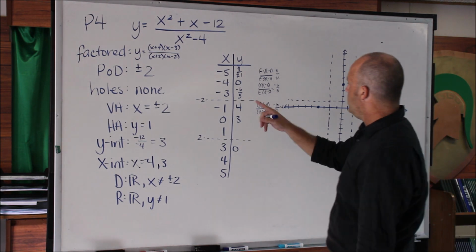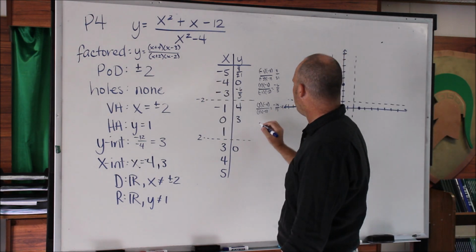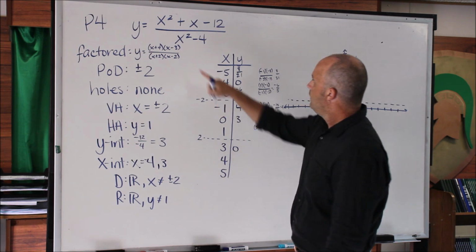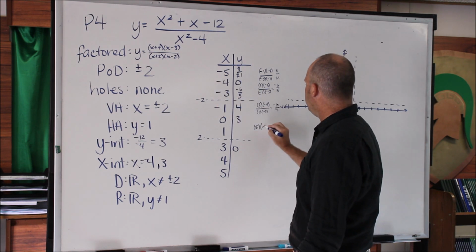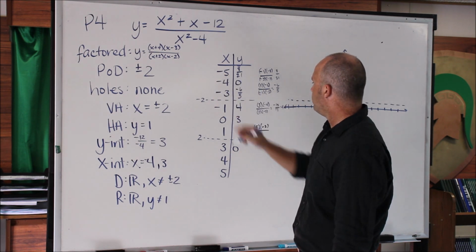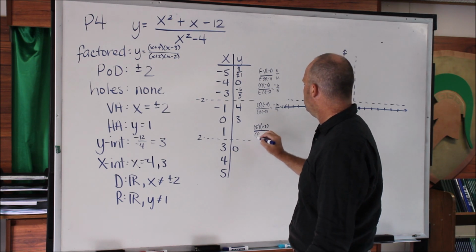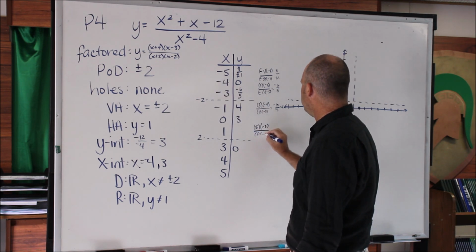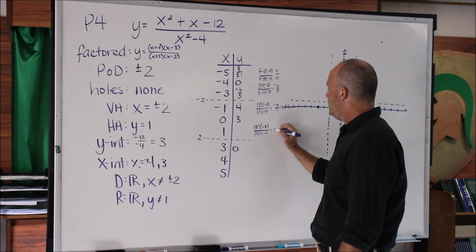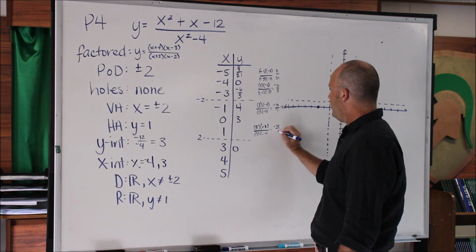Then we've got 1, so we'll go 1 plus 4 is 5. 1 minus 3 is -2. Over 1 plus 2 is 3. And 1 minus 2 is -1. So -10 over -3, which gives us 10 over 3.